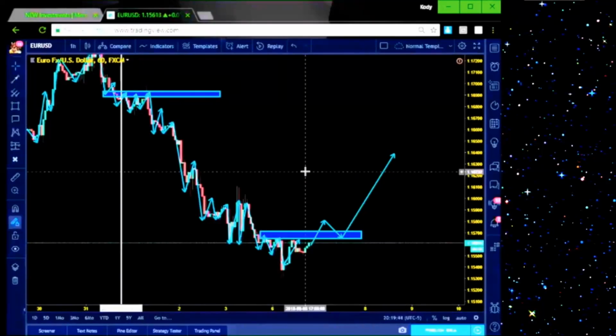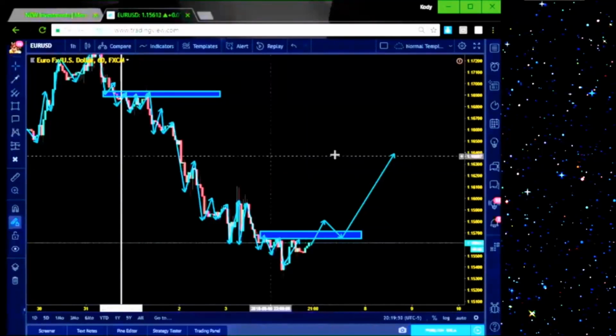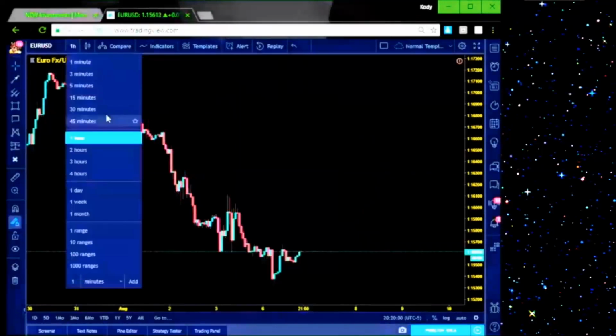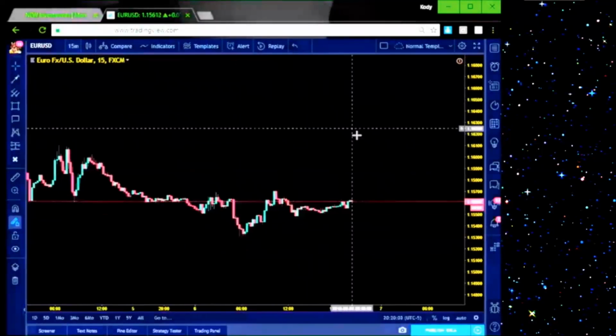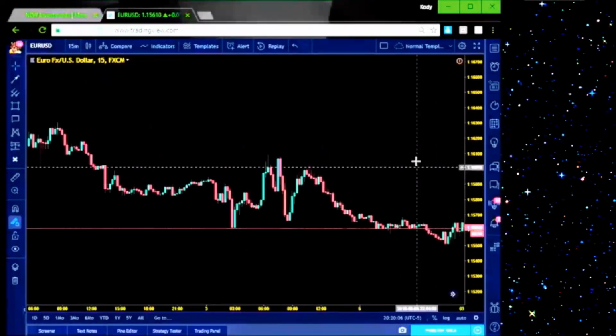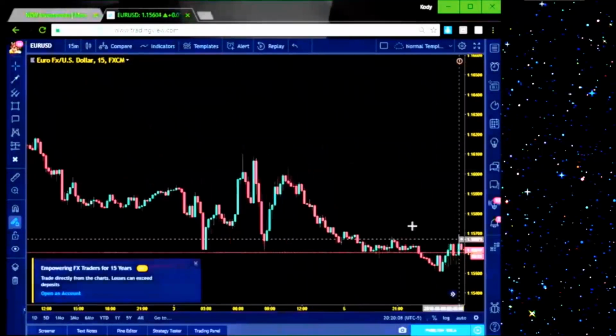Okay. I have the same issue. A lot of people bought on the 15-minute. Yeah. So the 15-minute chart here did break structure. Let's go talk about the 15-minute. This stuff works on every time frame, guys. And yes, there are going to be losing trades, but it works most of the time.